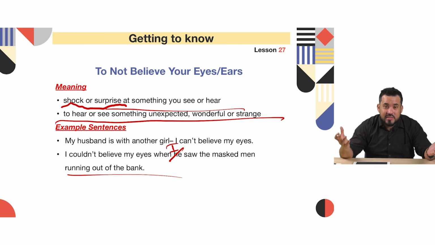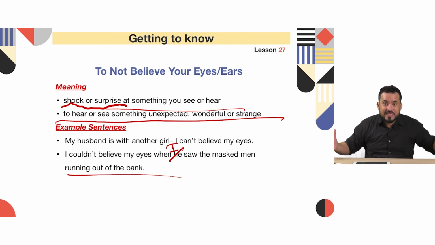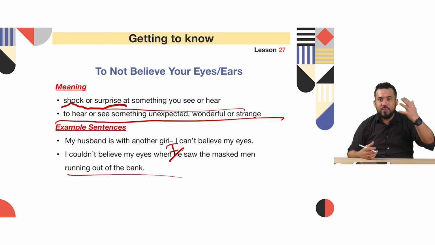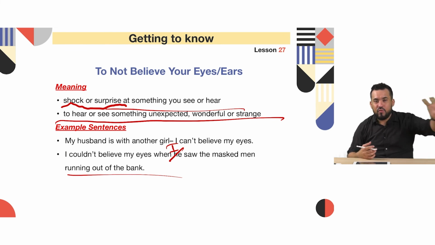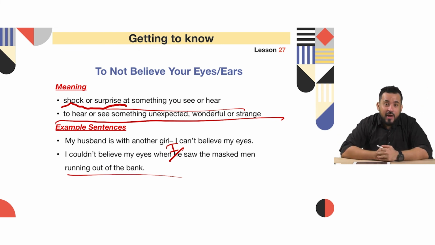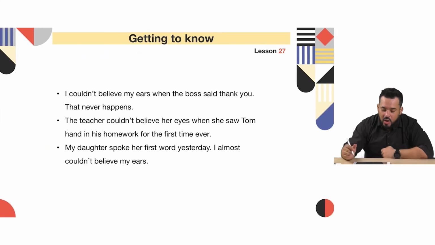Who wears masks and runs out of the bank? Robbers. They probably have guns and machine guns, and they probably stole a whole bunch of money, and now they're running out of the bank. So when you see them, you're shocked. You couldn't believe your eyes. I see robbers, people who just robbed the bank and running out with guns. That's scary. All right. I couldn't believe my ears.